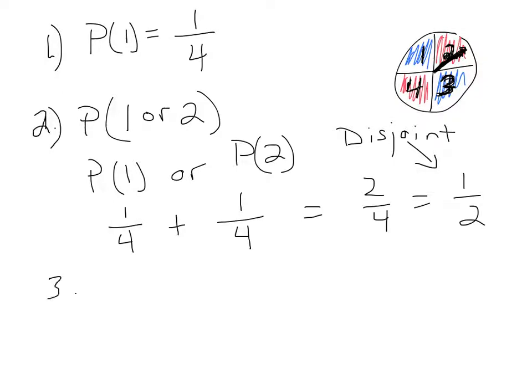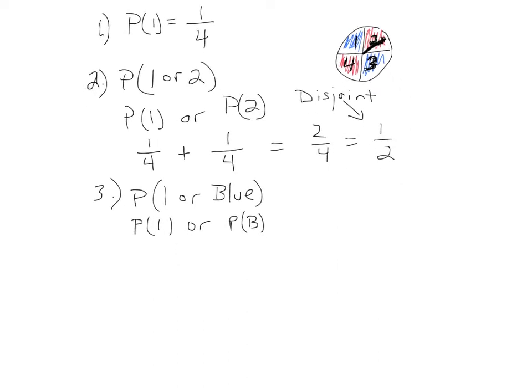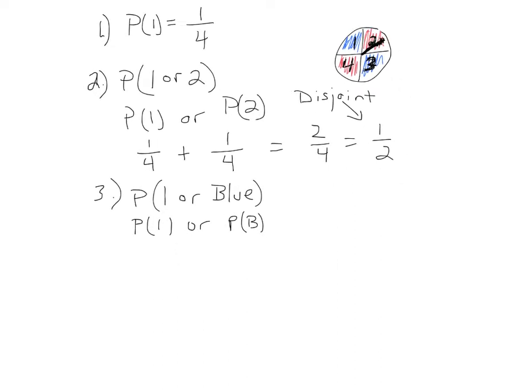Number 3, let's say the probability of getting a 1 or a blue. Well, what's the probability of getting a 1? We already discussed this. The probability of getting a 1 we know to be 1/4. The probability of getting a blue would be 2 out of 4.